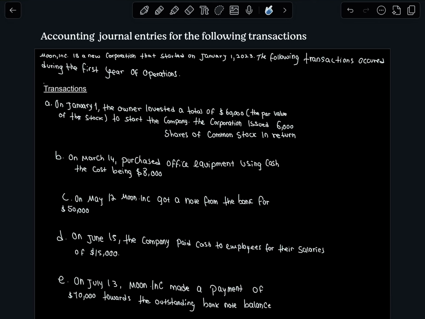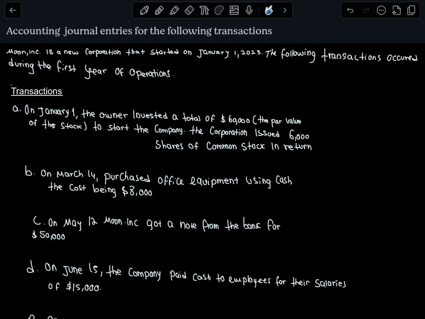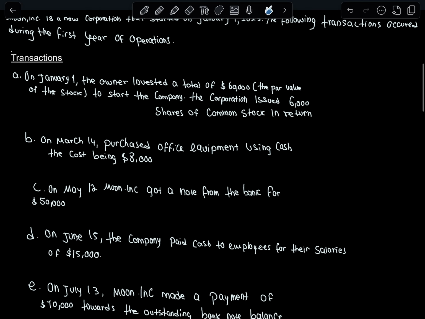Let's look at the following journal entries for these transactions. Moon Inc. is a new corporation that started on January 1st, 2023. The following transactions occurred during the first year of operations. Let's look at these transactions.